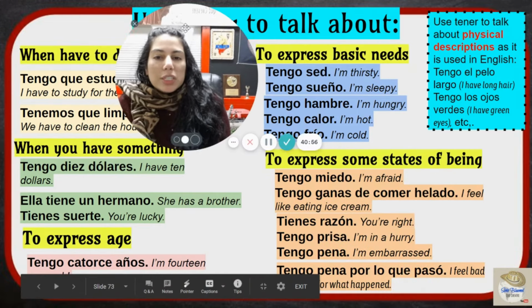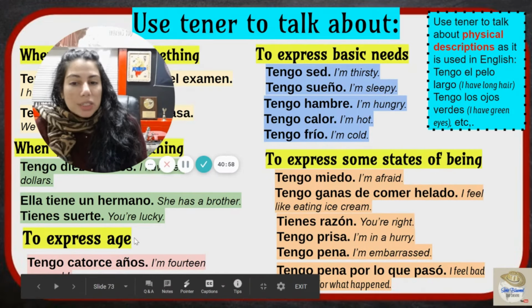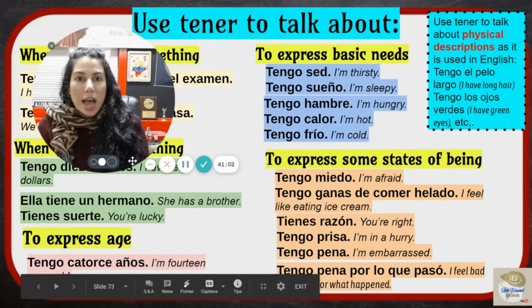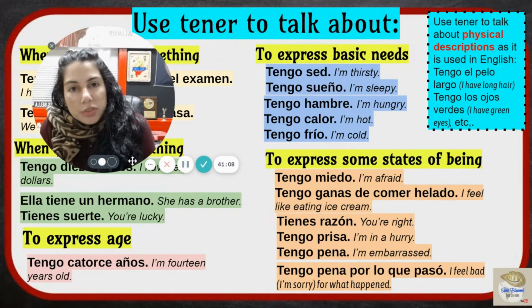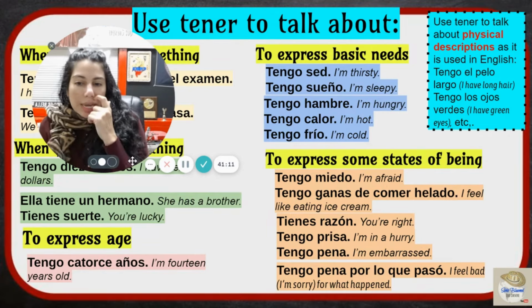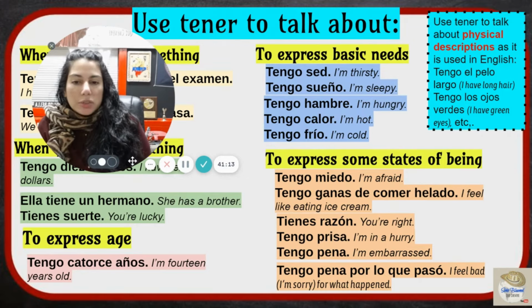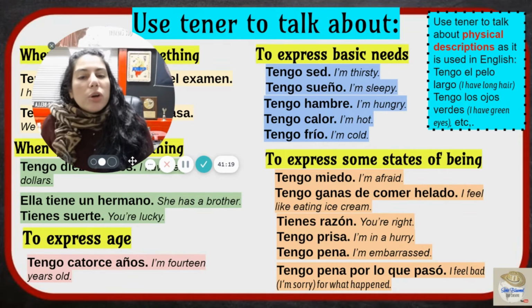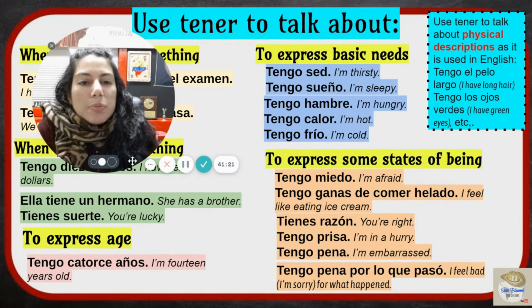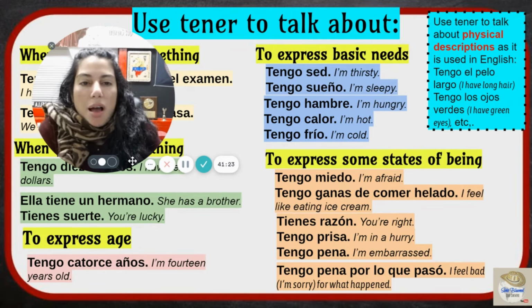We also use it to express age, and that's completely different in English, right? In English, you don't say I have 20 years, I have 14 years. You use the verb to be. In Spanish, we use the verb tener. So to express age, tengo 14 años. I'm 14 years old. Tengo 15 años. Tengo 12 años.